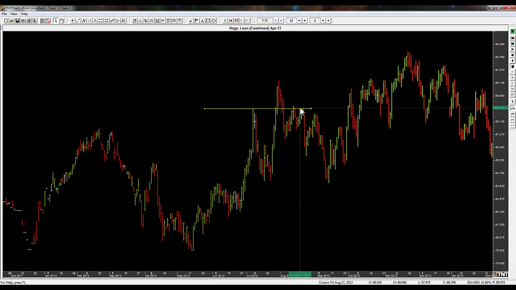Now notice what happens here when we broke this area of resistance. Prices went higher. That's our test. They came back. They drifted a little bit lower. Notice how close we were to our breakout levels on the retest on the previous two breakouts.